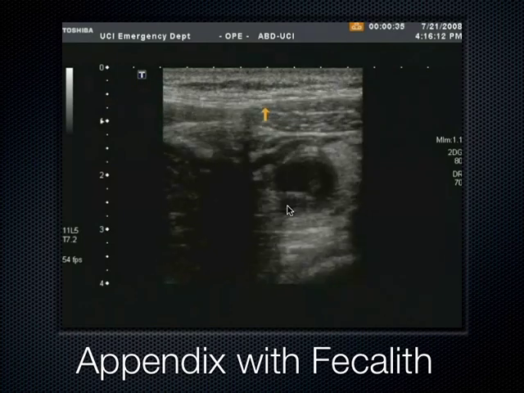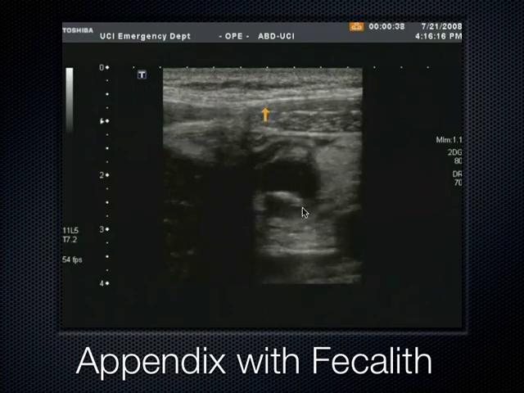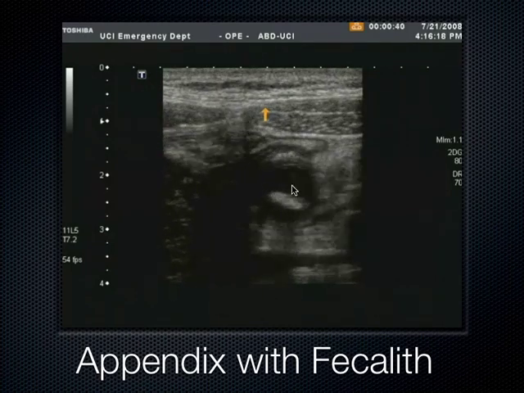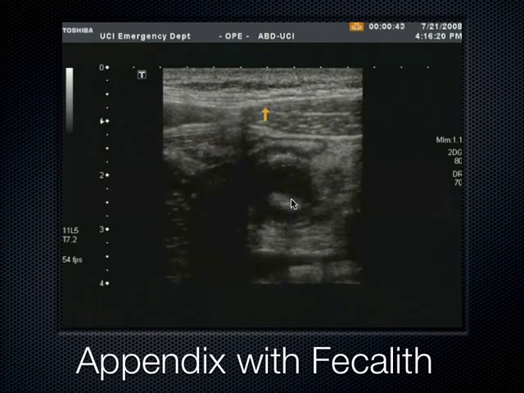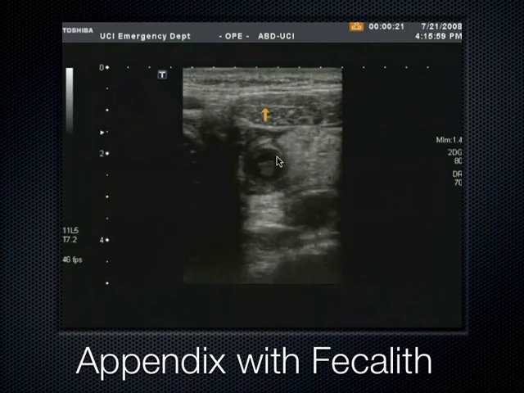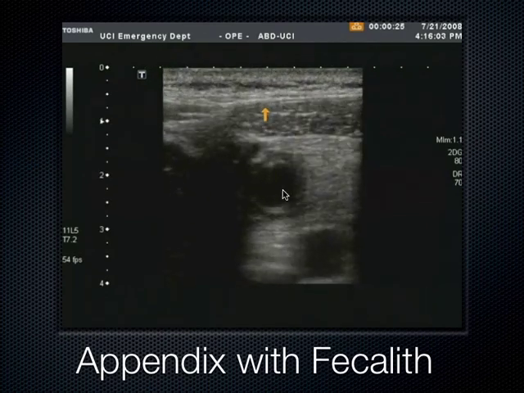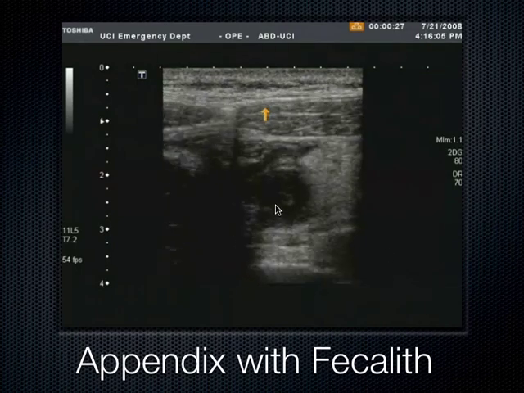So this is a patient who's got a fecalith. You'll see that hyperechoic structure. That's a stone with a shadow behind it blocking this appendix, and that's why the patient ended up with appendicitis in the first place. So sometimes you'll have trouble finding the appendix, only to realize that there's a fecalith. They're blocking the sound, making it hard to see the appendix.